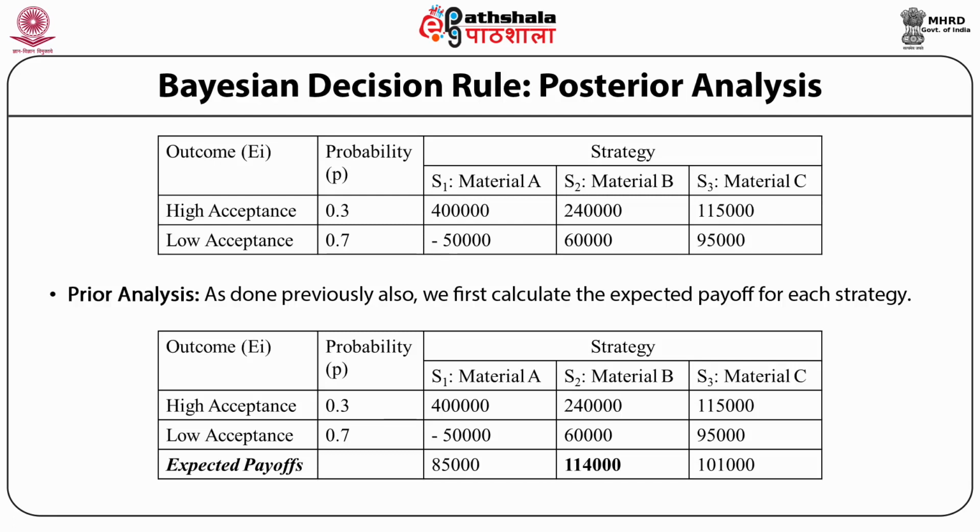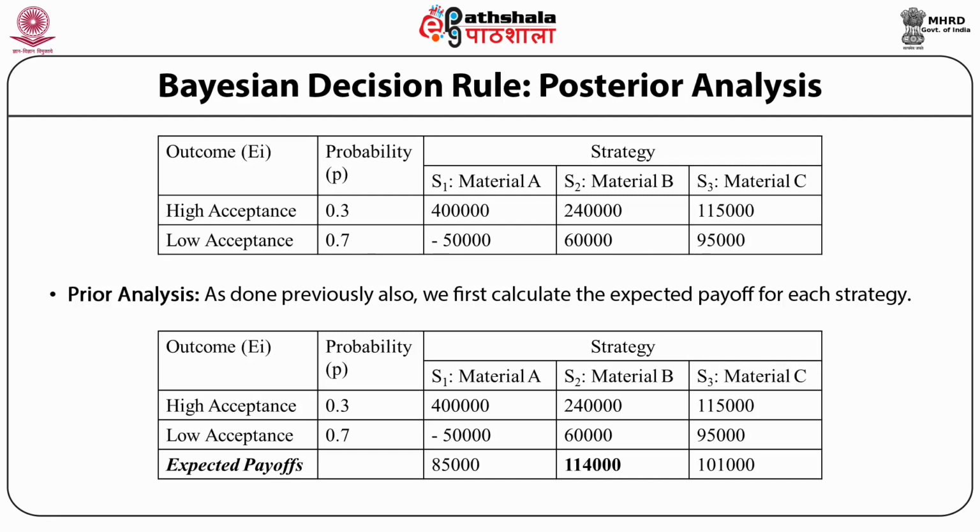So from the above information, management has two options. First, take a decision pertaining to the material on the basis of the prior information only, as we have done previously. Secondly, conduct a market research and then use the prior information and additional information to take this decision. So here you see the prior analysis. This analysis has been done using the previous methods.